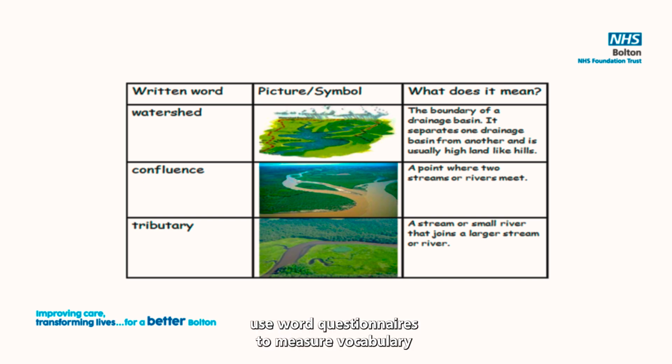You should use word questionnaires to measure vocabulary before and after subjects so that you can measure the impact. And also think about developing mind mapping skills. When starting a new subject, such as parts of the body in biology, you might think about labelling all the parts of the body, providing a picture for each one, and then giving a definition.